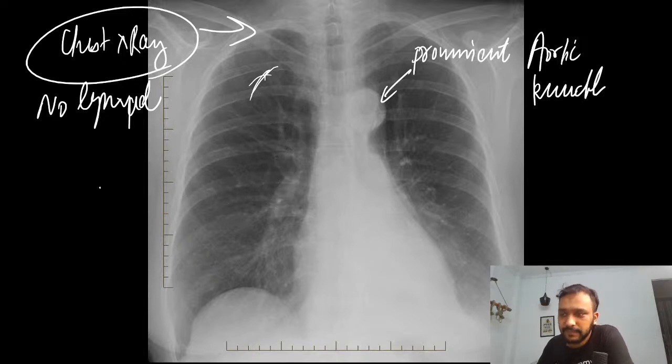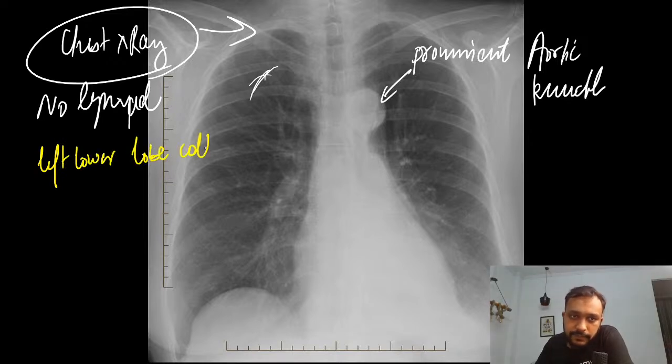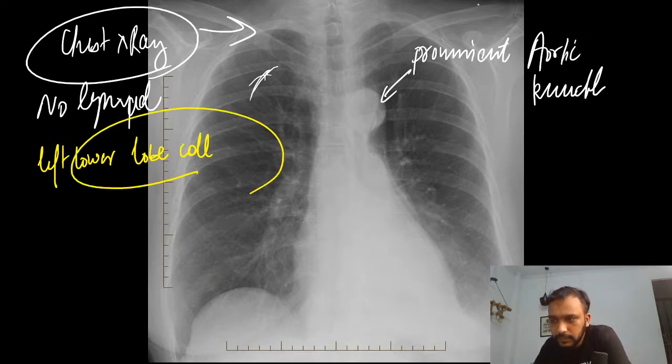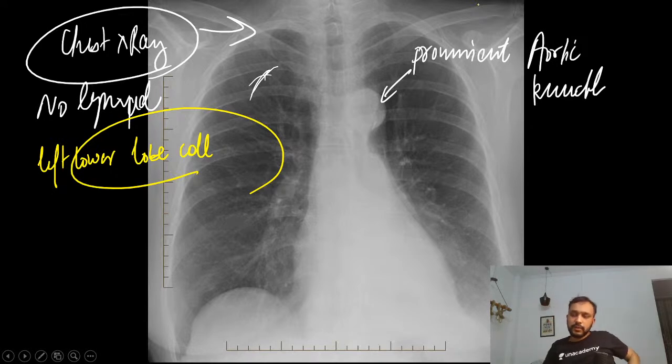So, why do you call it left lower lobe collapse? Anyone? Why do you call it a left lower lobe collapse?